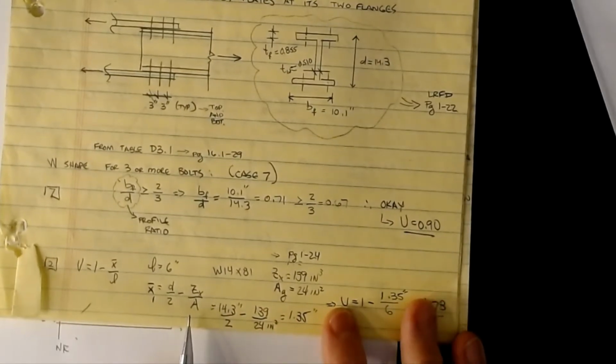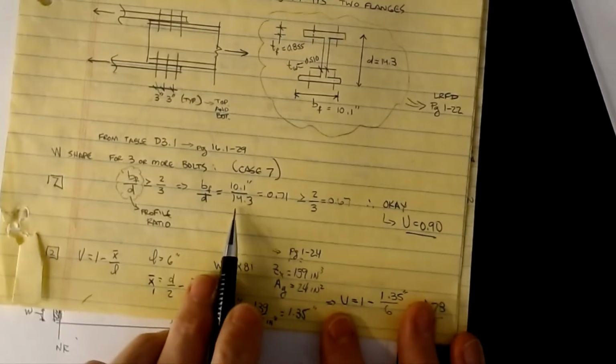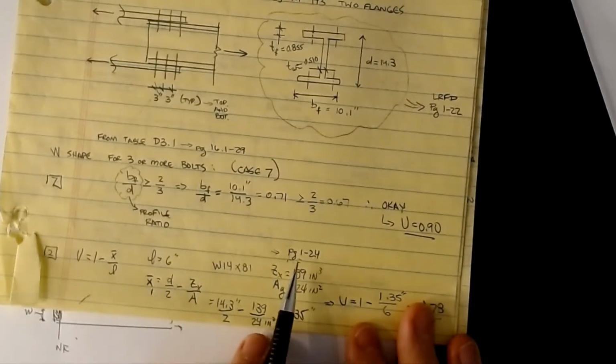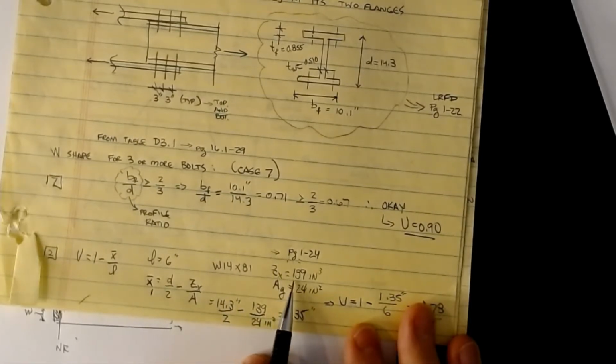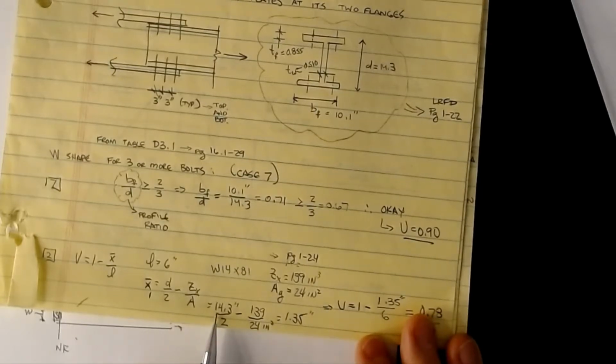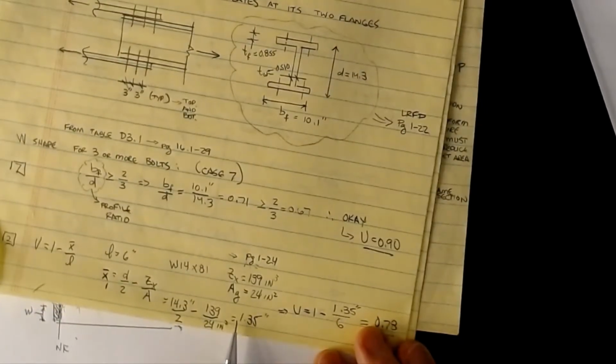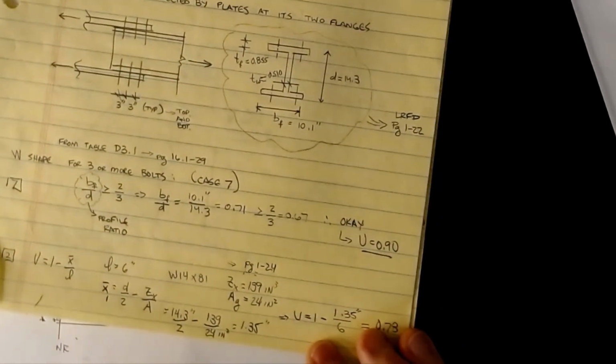So if we go through, we've got D, which we said was 14.3 inches. If I look on page 1-24 of the manual, I can get the section properties for this 14 by 81: ZX is 139 inches cubed, and AG is 24 inches squared. If I plug those values into this equation, 14.3 divided by 2 minus 139 divided by 24 gets me an X bar value of 1.35. This is real close to the K value for this beam. It's a different value, but if you want to use that as a first guess, that might not be too bad of an assumption, but we're going to be pure to the calculations.